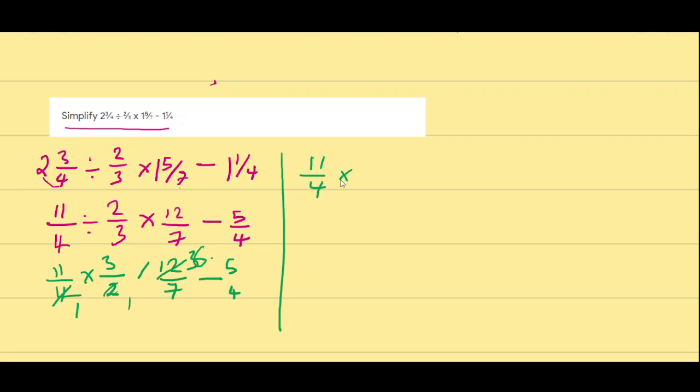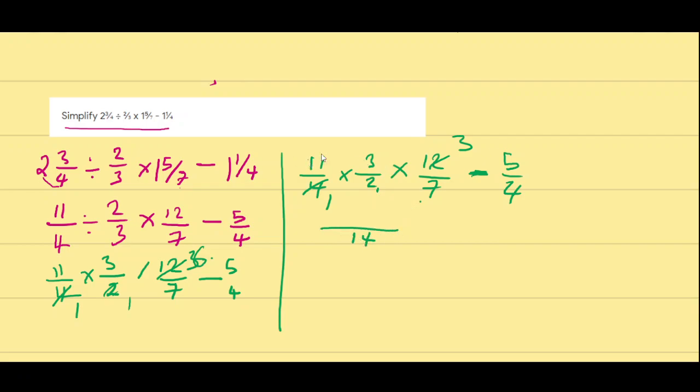11/4 times 3/2 times 12/7 minus 5/4. So like I said, we'll cancel out the 4 first. 4 here 1 and 4 here 3. There's nothing to cancel again. 2, 7, they don't divide anything above. So here we'll not even bother canceling because it's a minus sign, not a plus sign. So when we multiply 2 and 7, we get 14 here.